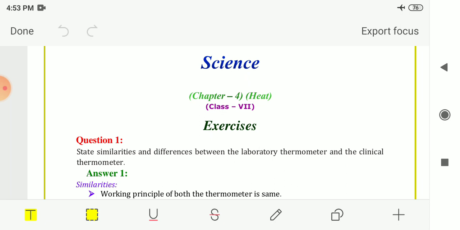Then we had seen about land breeze and sea breeze. In coastal regions, the sea breeze during the day and the land breeze during the night occur due to convection, due to the heat transfer in the air.